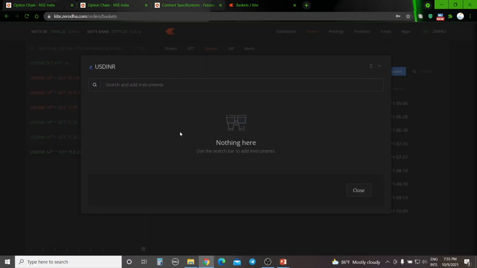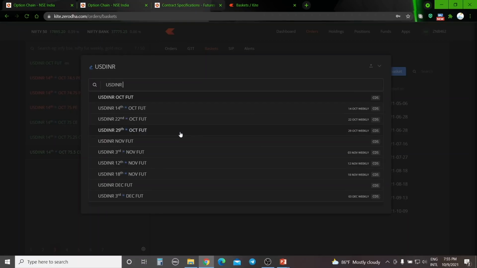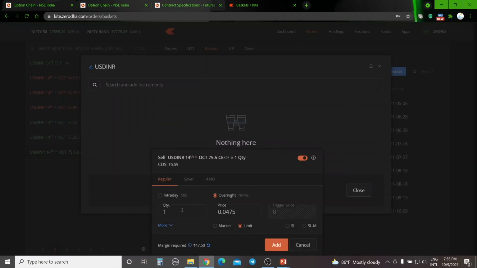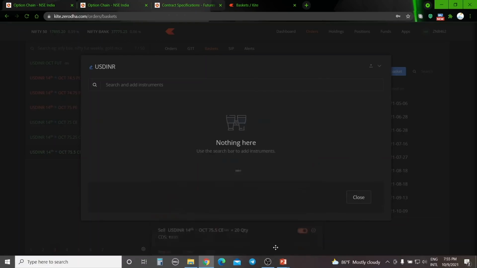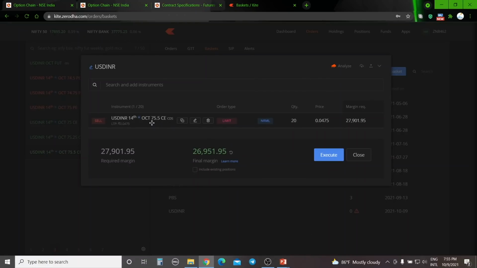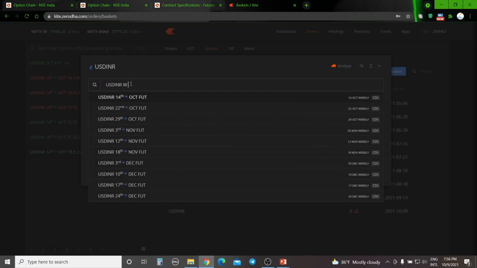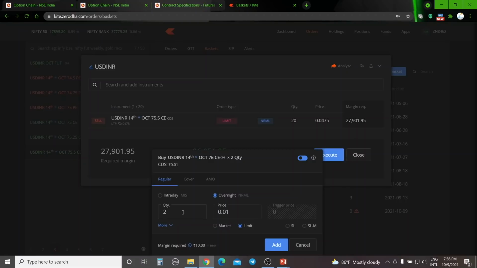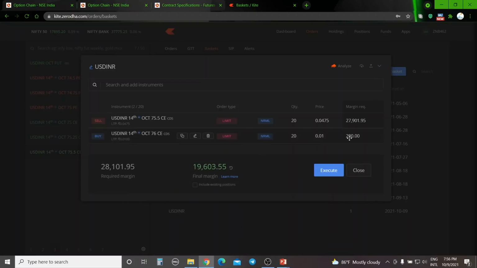So first we will go to USD INR weekly CE 75.5. Sell this, 20 contracts. So 75.5 we sold. Now we are going to buy a further higher contract. The higher contract is 76. So you select USD INR weekly 76 CE, buy 20 contracts, at 200 rupees.